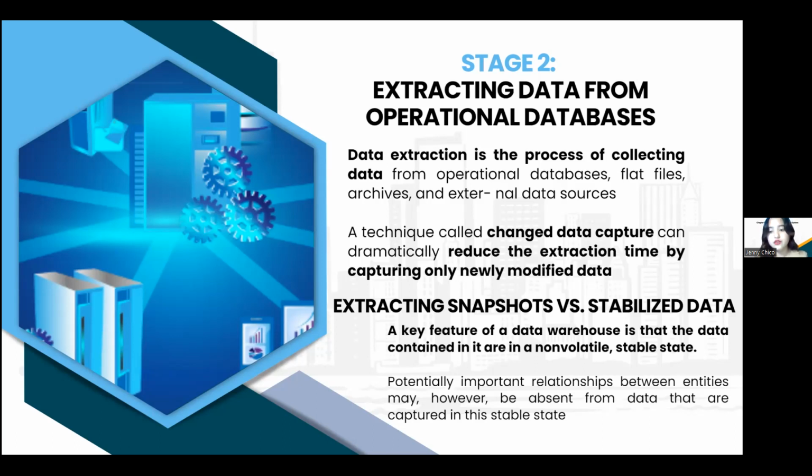So a key feature of the data warehouse is that the data contained in it are non-volatile or stable state. Potentially important relationships between entities may, however, be absent from the data that are captured in the stable state. So if there is a canceled order pero na-ship out na, tsaka lang natin malalaman and reflect pag nasa warehouse na ulit yung item. So to be able to reflect it, we needed to get the data in slices of time when we receive it. So that is what we call the snapshot of the business activity that helps in depicting the losses of the company.